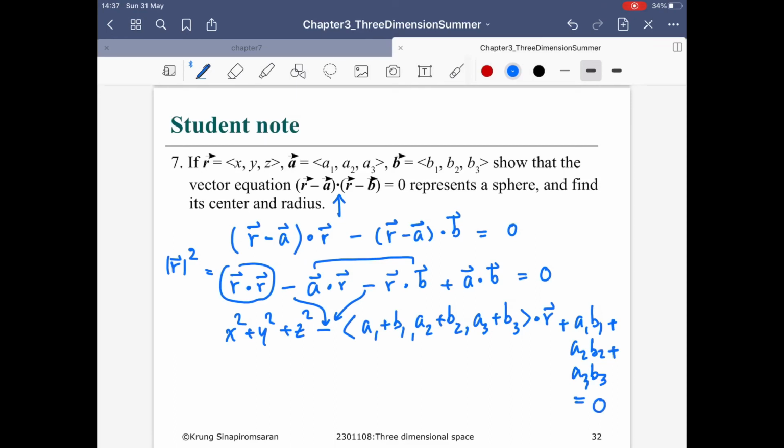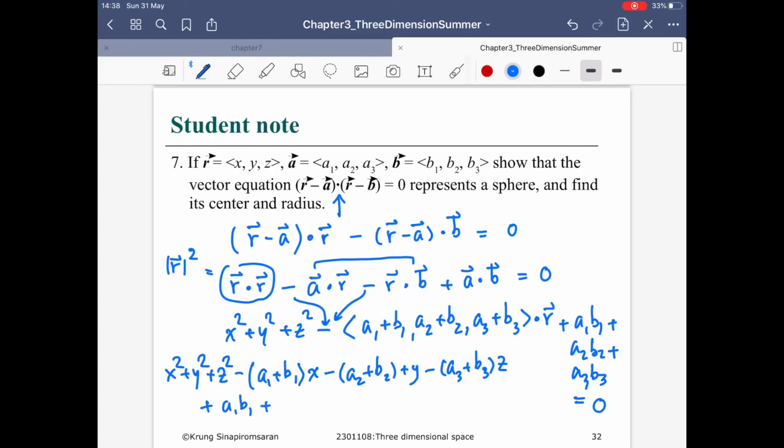make it equal to 0. So this one is x squared, y squared, z squared, and then minus the first one as a1 and b1 multiplied by x, a2 and b2 multiplied by y, and a3 and b3 multiplied by z, and then plus the rest of the terms.